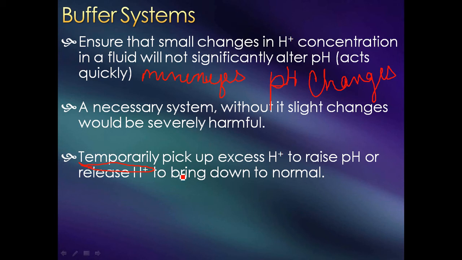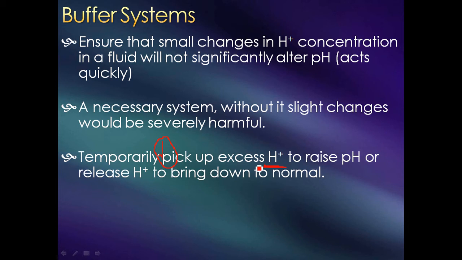Now, the question is, how do buffer systems work? Well, buffer systems can do one of two things. First of all, they can bind excess hydrogen ions. Because remember, a hydrogen ion only hurts us if it is free. So if we can hide that hydrogen ion away, bind it to something, and it's no longer free, well then we don't care about it.